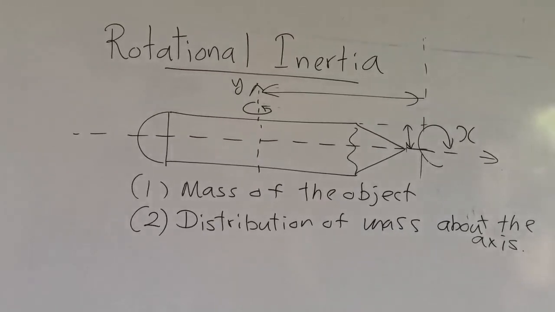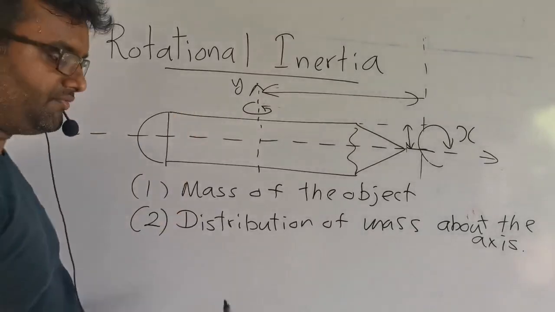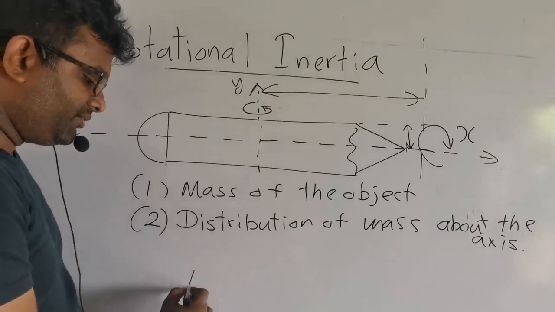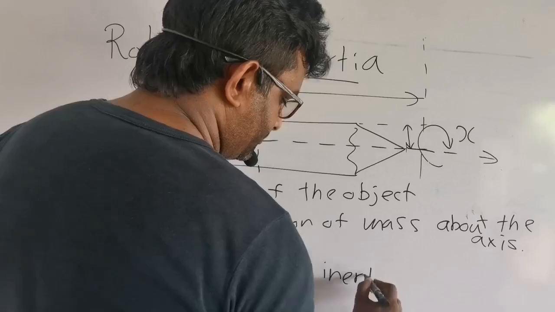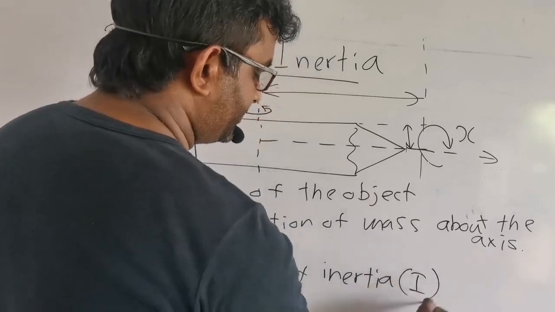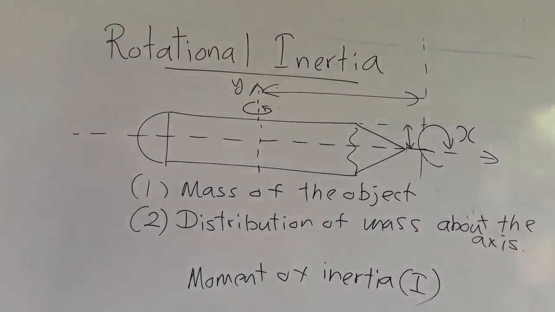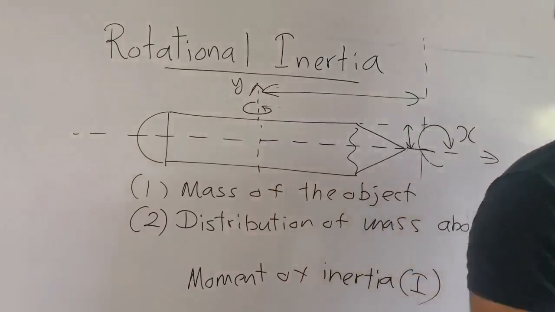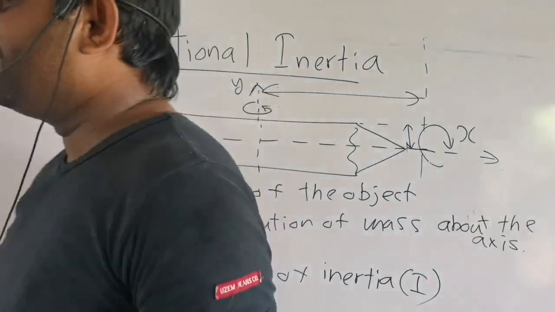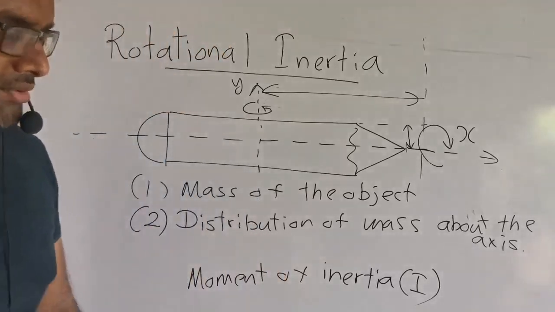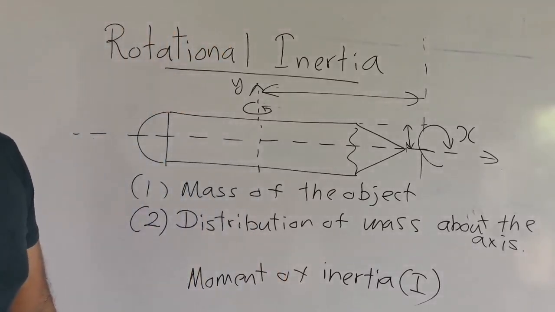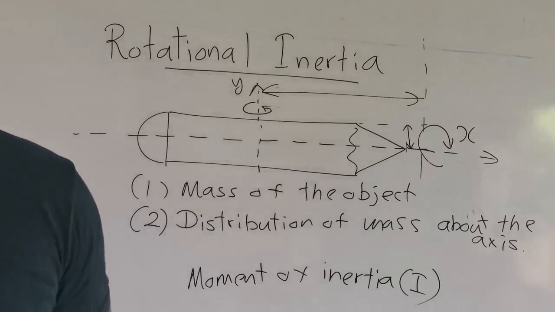So to represent rotational inertia, we use a quantity we call the moment of inertia. The notation is I. Write down: to represent rotational inertia, we use the moment of inertia of the object.